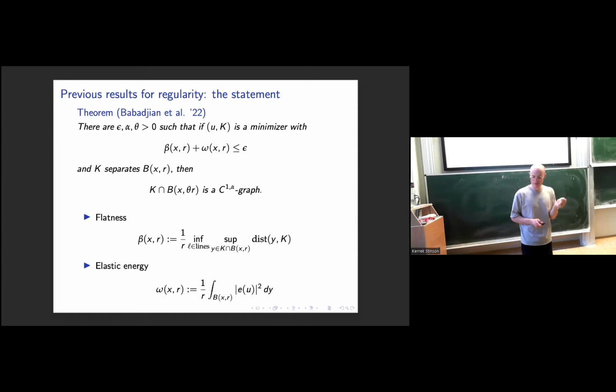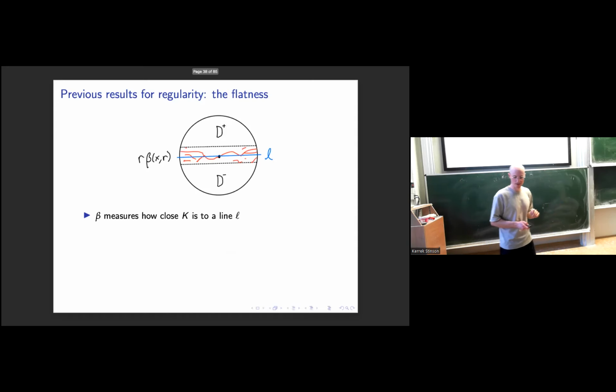Okay. And so maybe a bit of an idea for how you get a regularity result like this and why the flatness is so important. If you look at a ball and you ask how close is it to being a straight line, that's what the flatness is measuring. It's asking how close are these two parallel hyperplanes that you can sandwich the surface between.